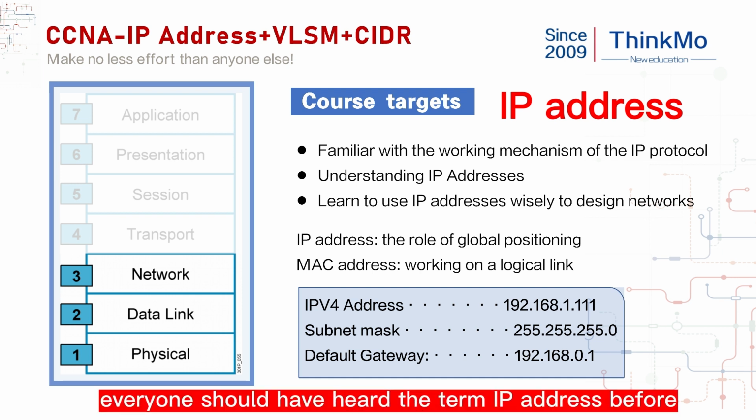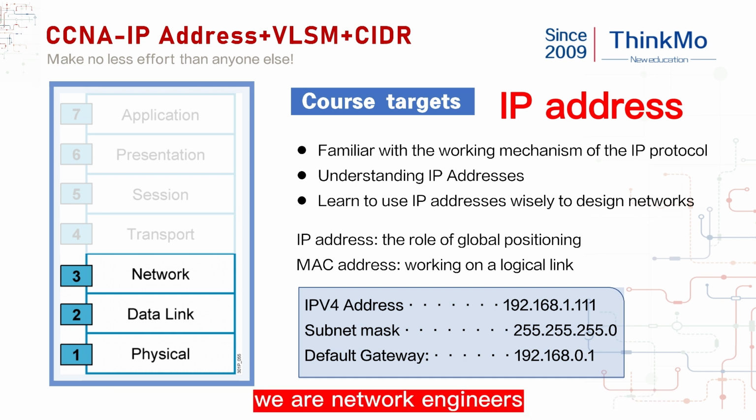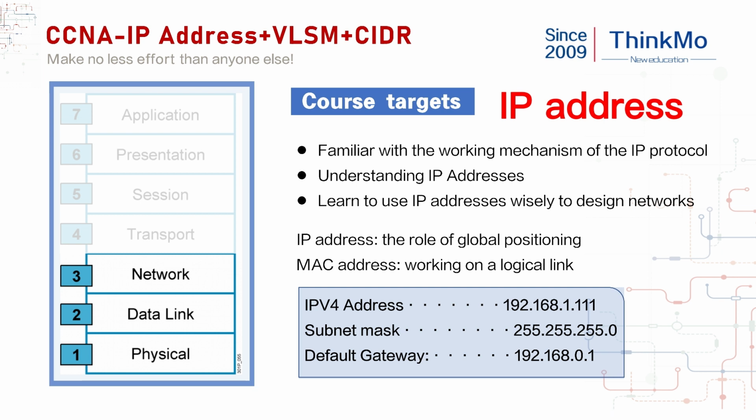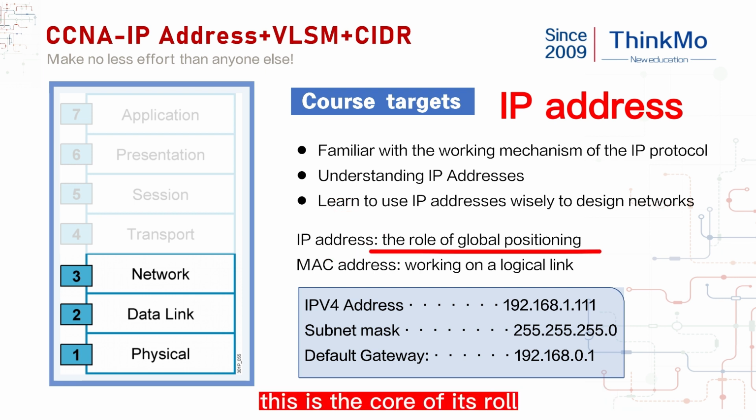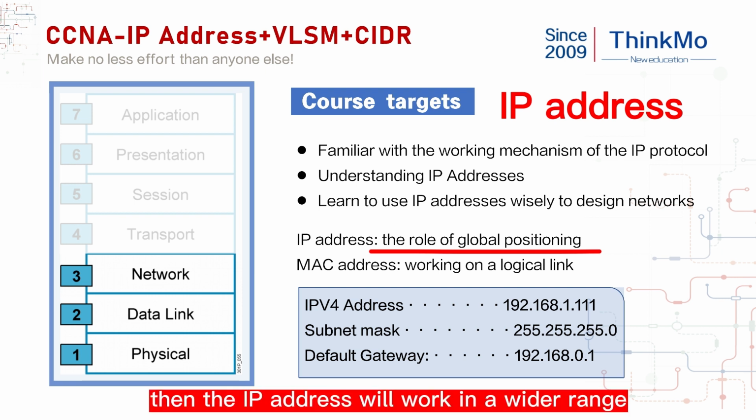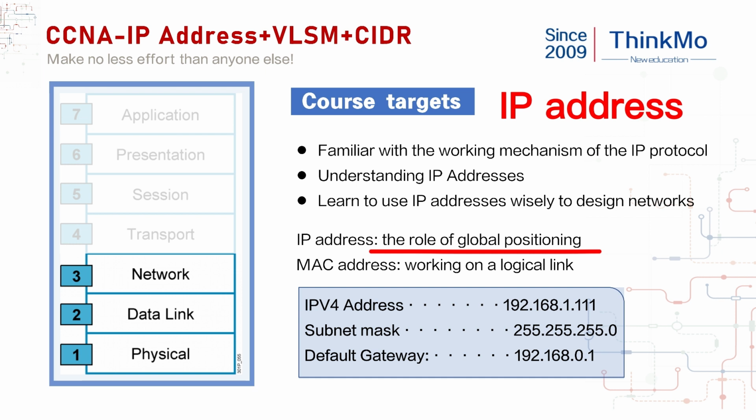I believe everyone should have heard the term IP address before. We are network engineers, so you must be familiar with IP addresses. First of all, let's be clear: IP address plays a role in global positioning. This is the core of its role. The IP address will work in a wider range. As long as you need the network layer for data forwarding, you need an IP address. This is where it works.